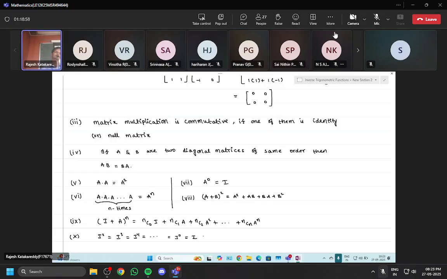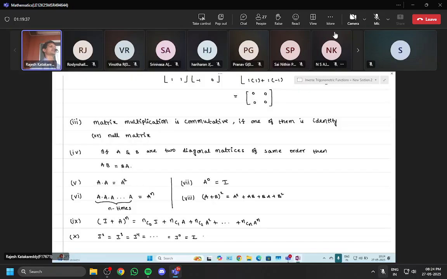After finishing this, we have types of matrices based on A square. There is a matrix called idempotent matrix if A square equals A. There is a matrix called involutory matrix if A square equals the identity matrix. There is a matrix called nilpotent if A power n equals 0. There is a matrix called periodic matrix if A power k plus 1 equals A. Clear? These types are there.